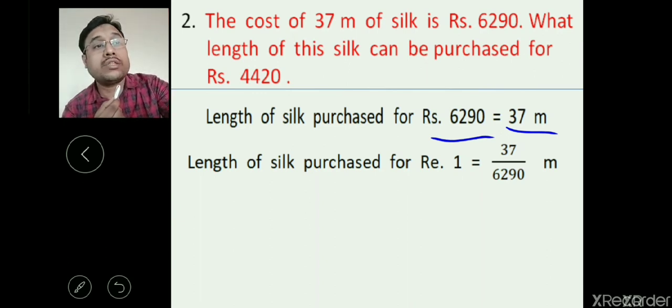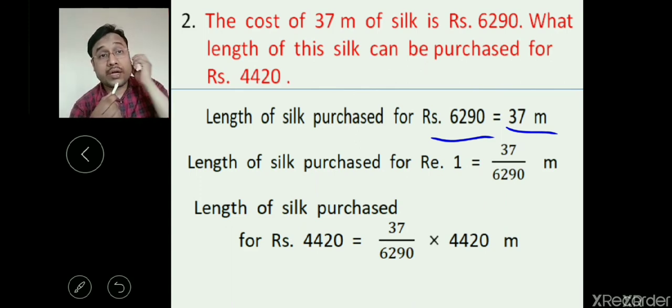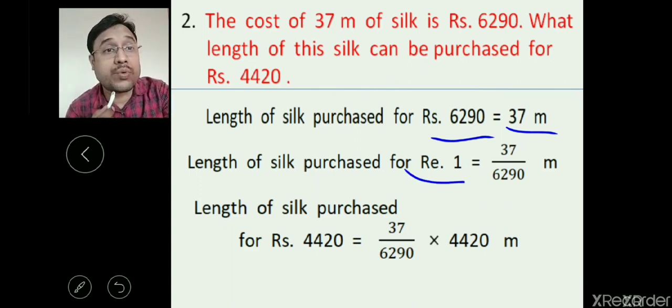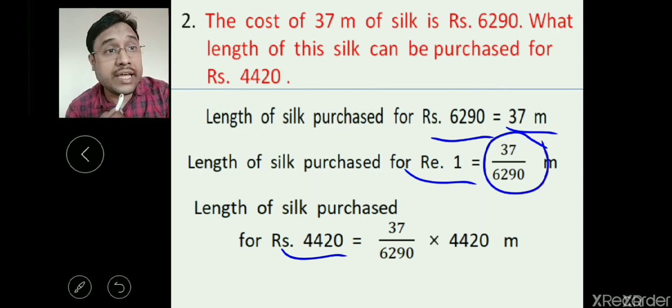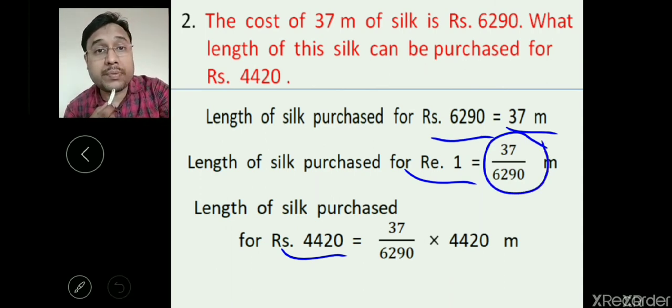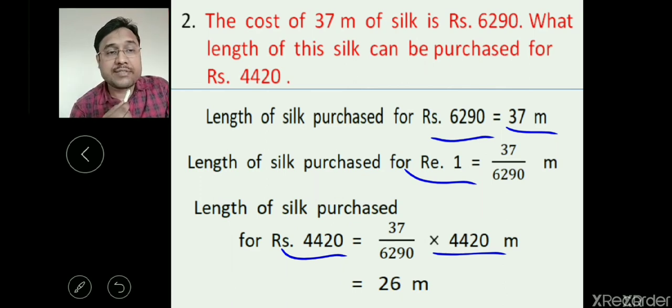Now the last statement: the length of silk purchased for rupees 4,420 is, you have to multiply now, because you know the length of silk purchased for rupees 1 is 37 by 6,290. You multiply this value, the length purchased for 1 rupee, with 4,420. Then the answer you will get is 26 meters.